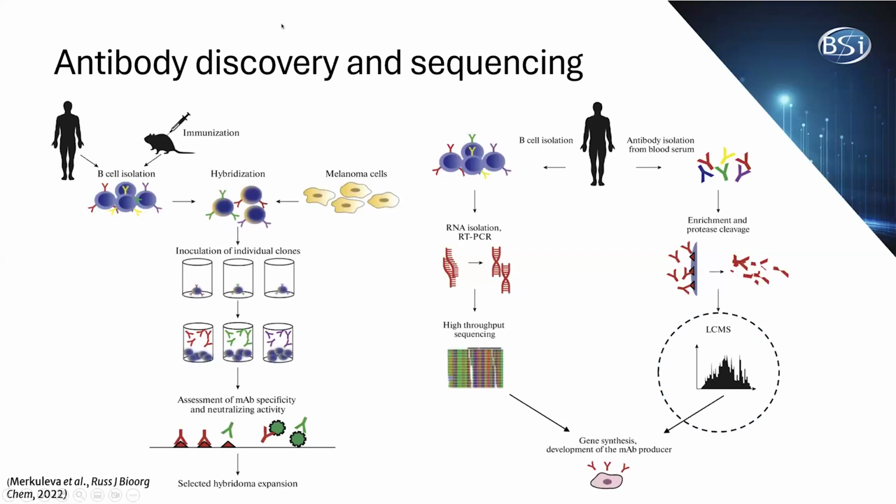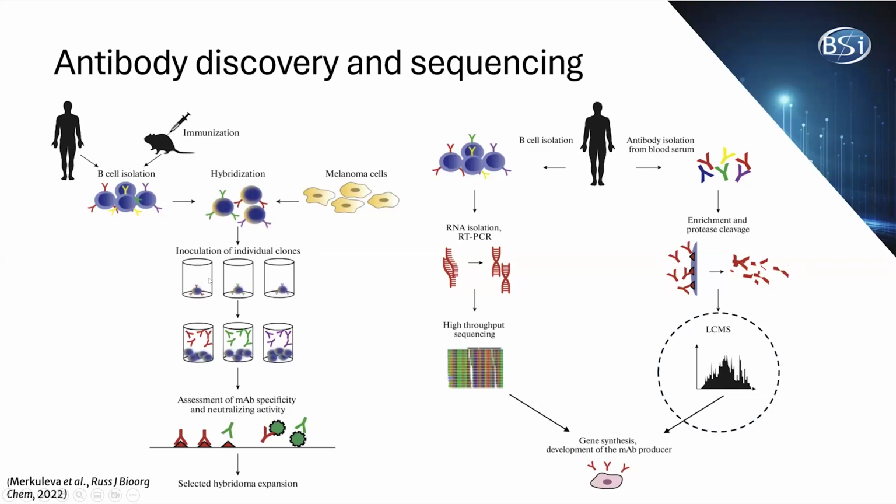Okay, so prior to developing an ADC, you obviously have to discover a novel antibody that binds your target of interest, whether it be an antigen on the cell surface of a cancer cell or some other foreign invader. So the antibody discovery process typically starts with immunization of an animal model, followed by isolating the B cell population and creating hybridoma cell lines by fusing to melanoma cells.